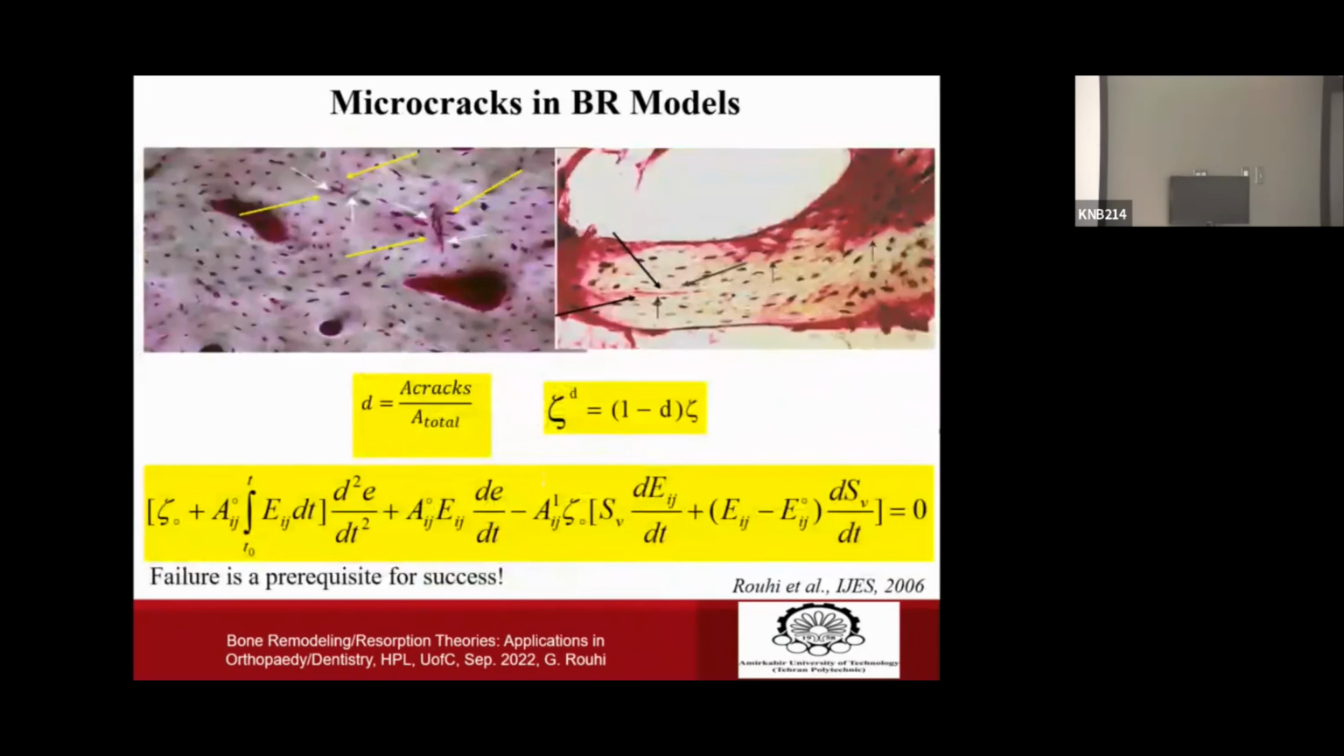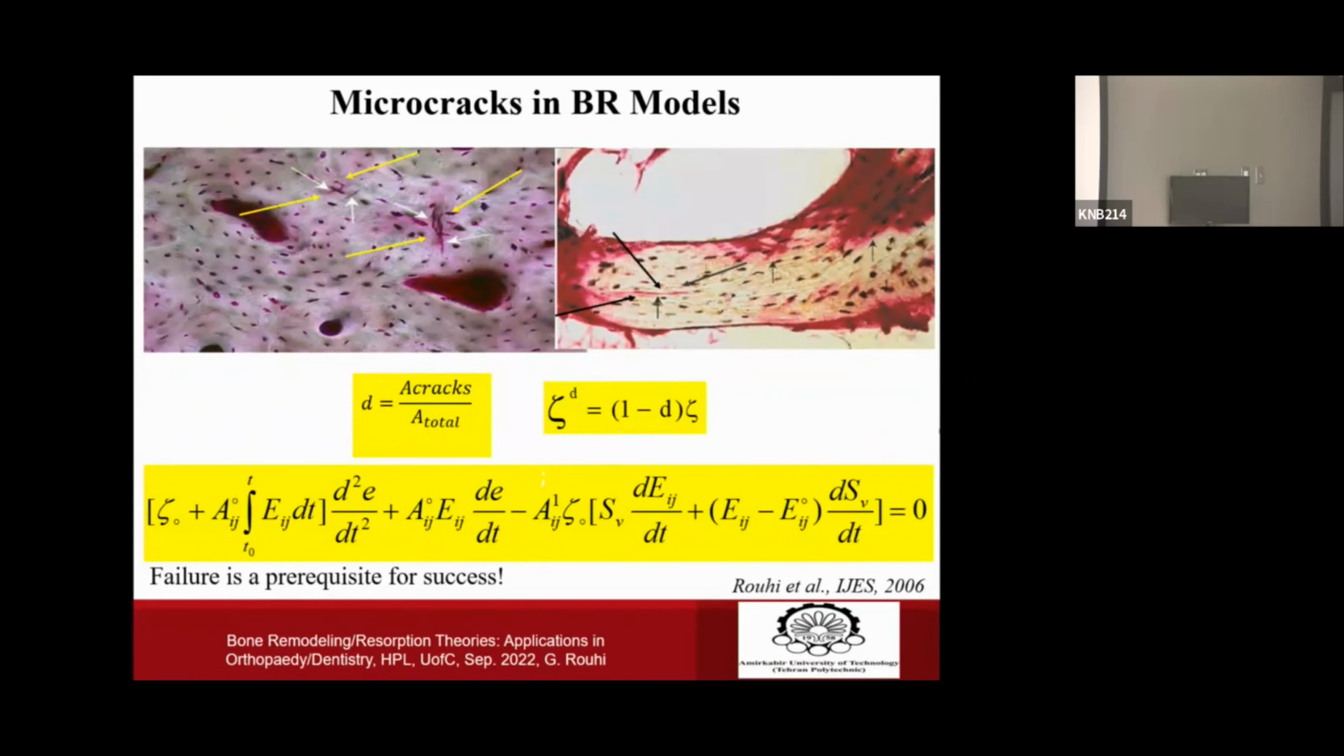As was explained, we are producing actually microcracks during everyday exercises and physical activities we have. And we know that microcracks can initiate the bone remodeling process. Yes, this is a fact. This is well accepted that microcracks can initiate bone remodeling. So why not define a factor, a so-called microcrack factor, and enter this factor into the definition of volume fraction?